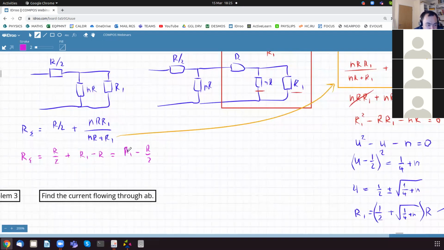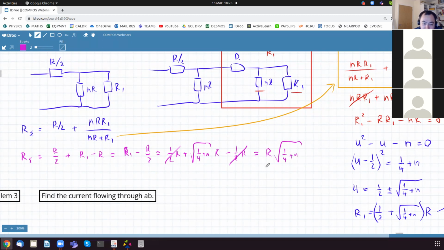It simplifies to that. And R1 is 1/2 R plus square root of 1/4 plus N R minus 1/2 R, which conveniently cancels. And we're left with R multiplied by 1/4 plus N. And that is the answer.